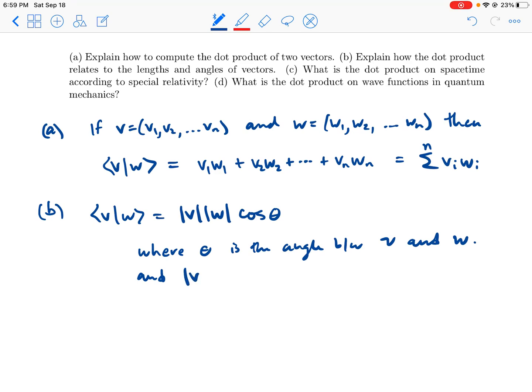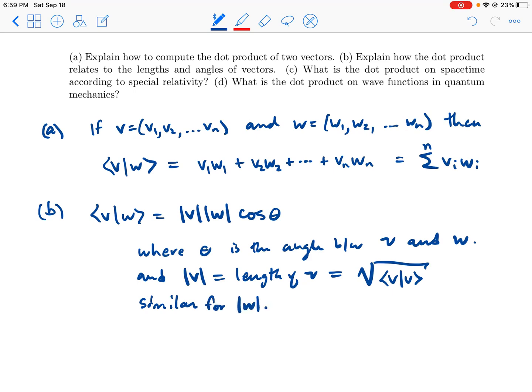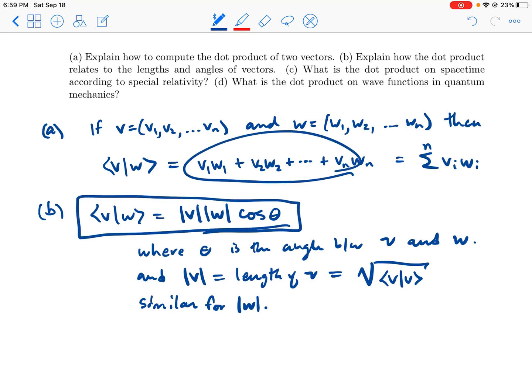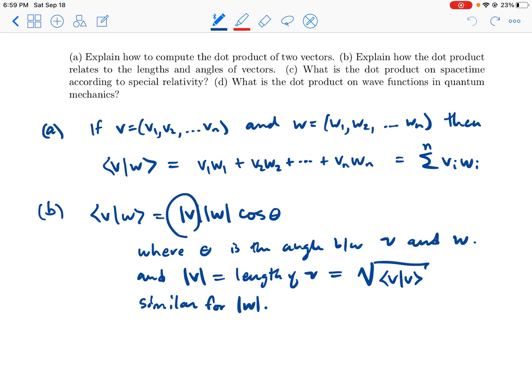And the length of v is defined to be the square root of v dot v. Similarly for the length of w. Okay, so yeah, this is the relationship between the dot product, which we compute like that, and the geometry, namely lengths and angles.